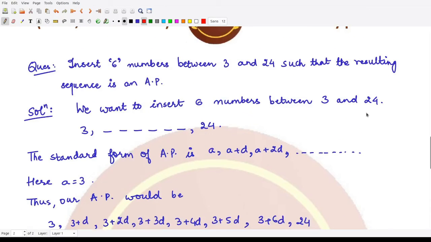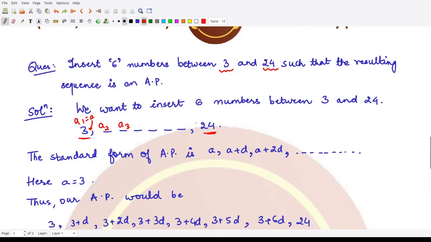So the question is, here we need to insert 6 numbers between the number 3 and the number 24. So we have the number 3 and we have the number 24, and we want to write 6 numbers in between them, right? So we want to calculate what is A2, A3, because this is your A1, which is nothing but A, and which is given to be 3, correct? So A2, A3, A4, A5, A6, A7, and this would be your A8.